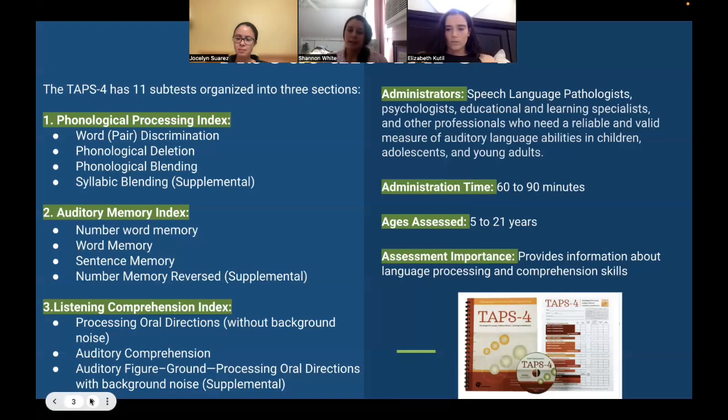And then why the test is important: again, it provides information about language processing and comprehension skills. And this assessment, the TAPS 4, also features audio administration for the subtests, which includes proper pronunciation of speech sounds, which helps provide a greater degree of standardization and accuracy during the testing process.